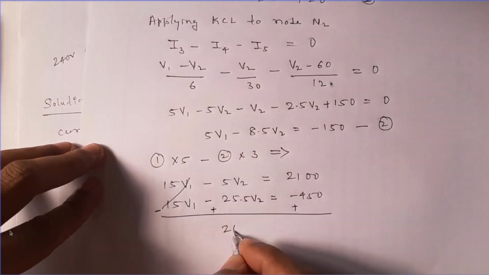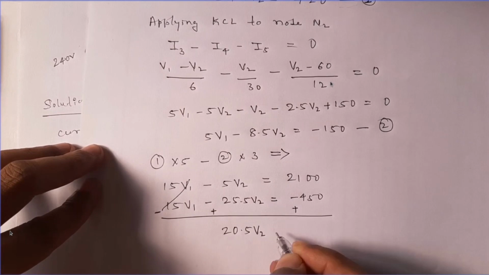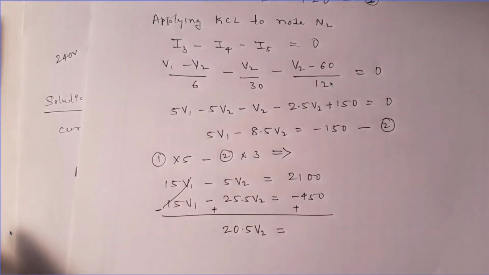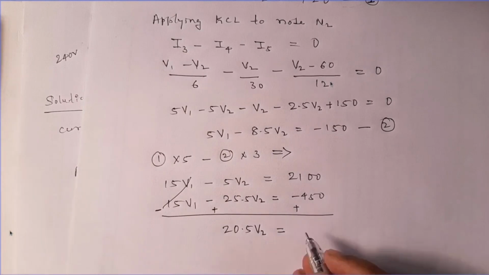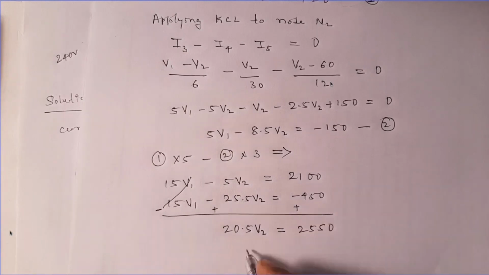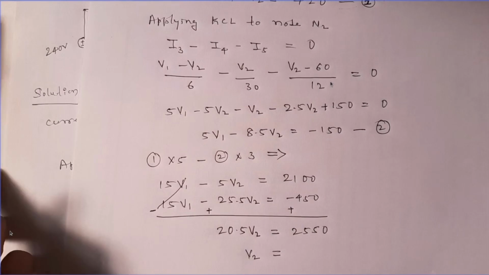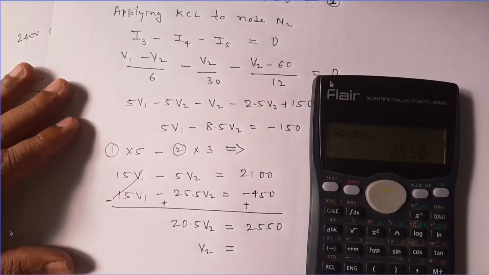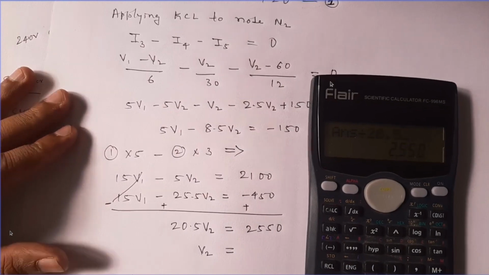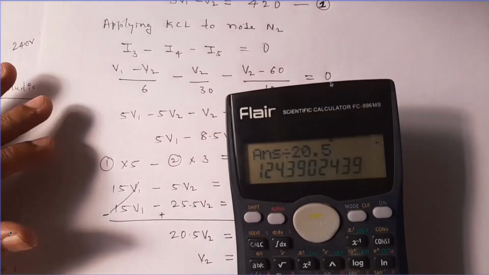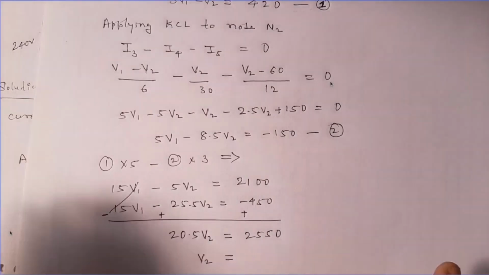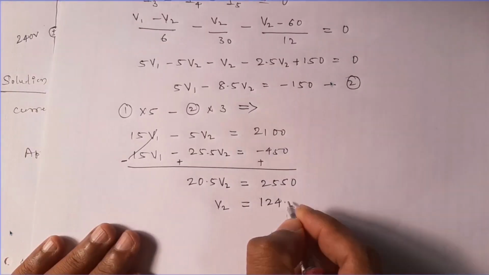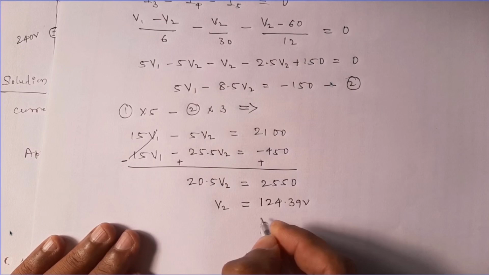So 20.5 V2 will be equal to 2100 plus 450, which is 2550. Whereas V2 will be, if you see, dear students, 2550 divided by 20.5, which is equal to 124.39 volts. That is V2.